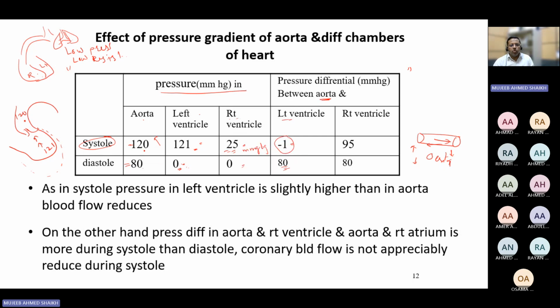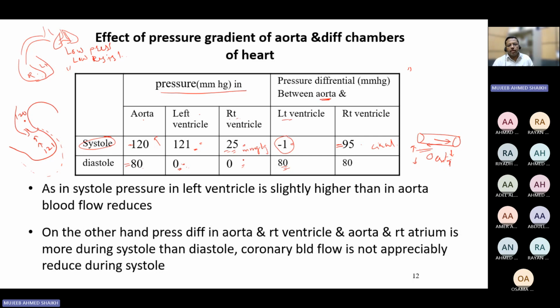If you take the difference, 120 minus 25, how much? 95. So there is a difference, and so the circulation will be there. There will be circulation during systole. During diastole, 80 minus 0.